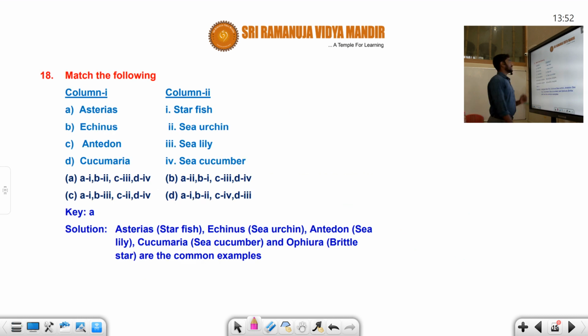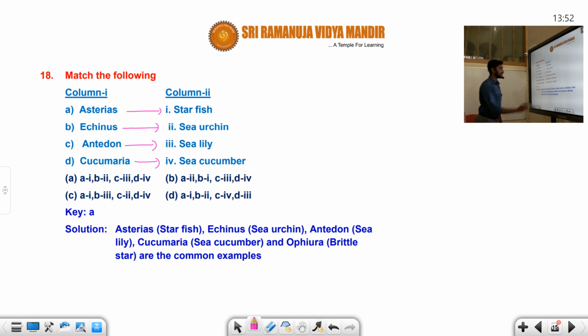Next, the other one is match the following. Here Asterias belongs to, what is that, starfish. Echinus is known as the sea urchin. Antedon is also known as the sea lily. Cucumaria is called sea cucumber. So our correct option for question 18 is A. These are all the common examples of Echinodermata, right? This is also a very easy question, student, right?